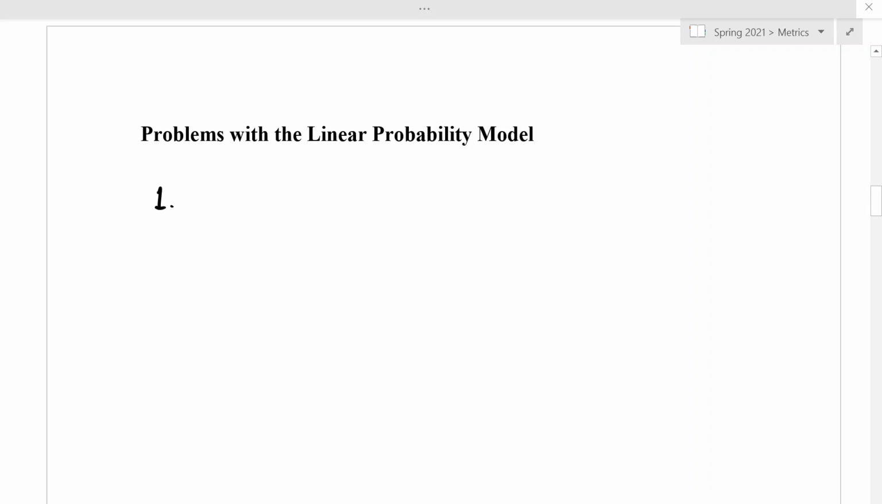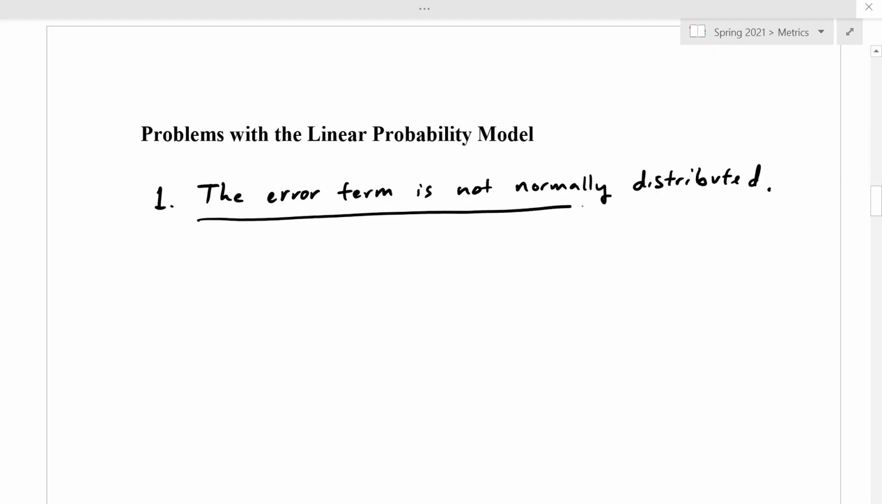First, the error term is not normally distributed. And that was one of the assumptions we talked about when we talked about ordinary least squares. Because the dependent variable can only take on two values, 0 or 1, the error term is not normally distributed, but it has a binomial distribution.